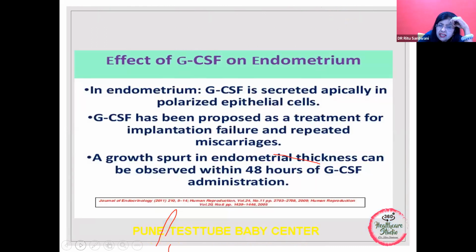For the endometrium, as we know, it is secreted apically in polarized epithelial cells. Gcsf has been proposed as a treatment for implantation failure and repeated miscarriages. A growth spurt in the endometrial thickness can be observed within 48 hours of Gcsf administration.